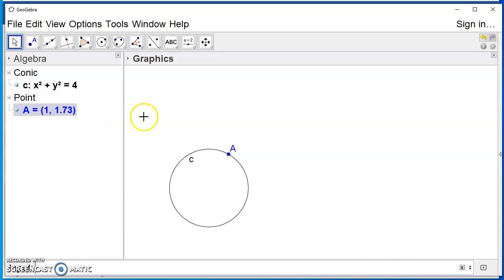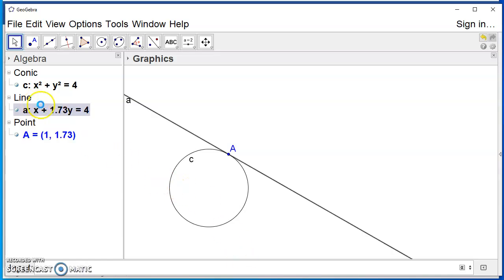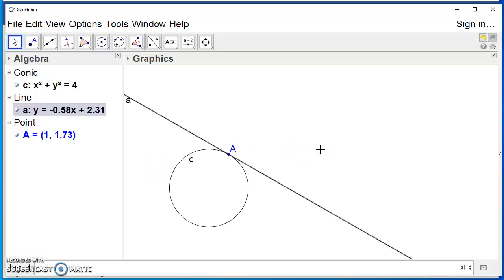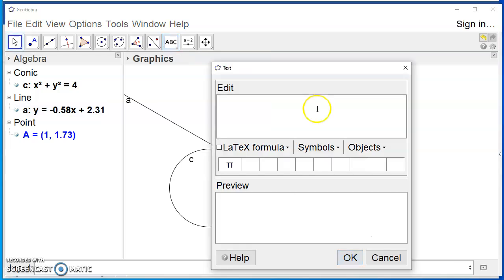But this point must have a tangent. You can imagine what the tangent would look like here. If we draw a tangent that passes through point A on the circle, we know that this tangent has a slope of negative 0.58. But how could we determine that using this idea of implicit differentiation? Well, what we can do here is we can say, if we start with the idea that we're looking for, again, d/dx of x squared plus y squared equals 4, right, is the idea.